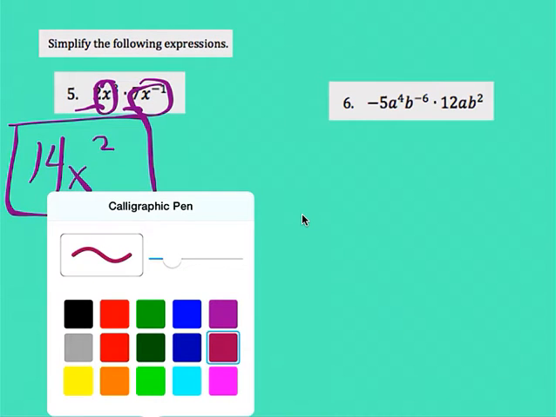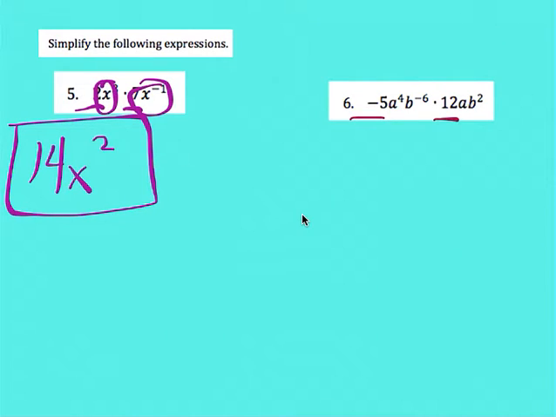So let's go ahead and take a look at number 6. We're going to multiply negative 5 times 12. So negative 5 times 12 is going to give me a negative 60. And then we have a to the 4th times a to the 1st. Remember that when there's no exponent, the exponent is 1. So then you're going to add those exponents and you're going to get a to the 5th.